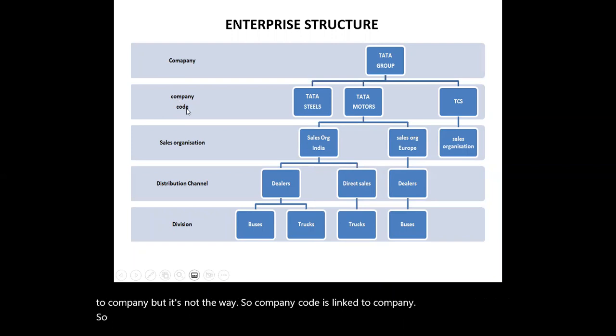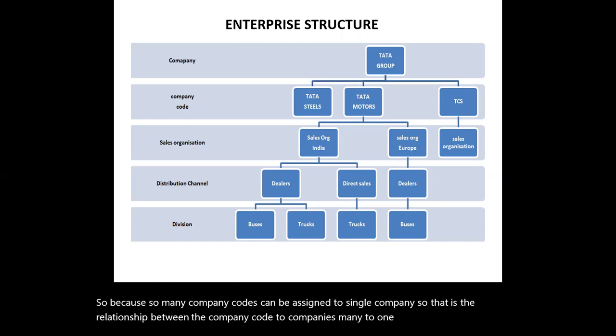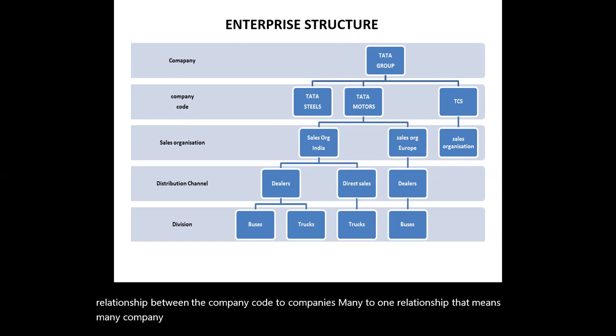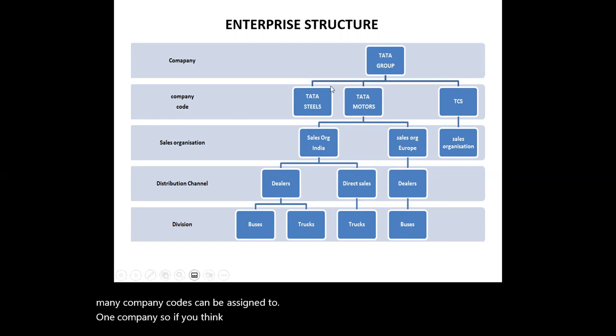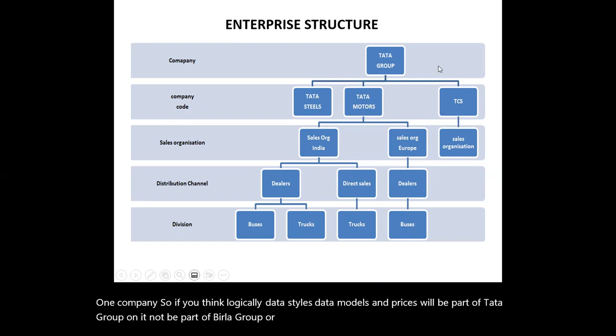Many company codes can be assigned to a single company. That is, the relationship between company code and company is many to one. If you think logically, Tata Styles, Tata Motors and TCS will be part of Tata Group only. They will not be part of Birla Group or Reliance Group. So the relationship between company code and company is many to one. Company codes can be assigned to company.